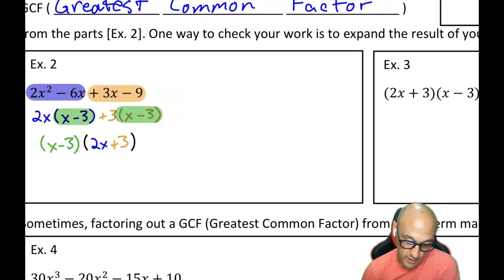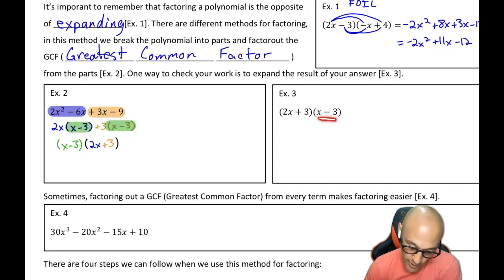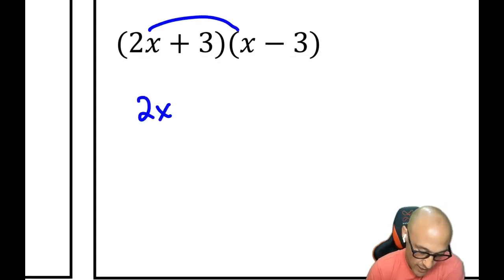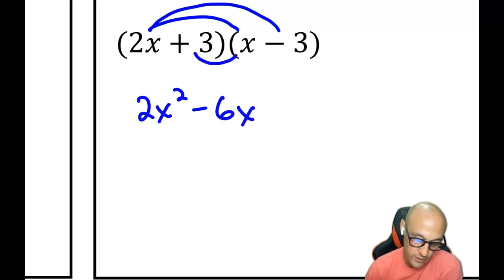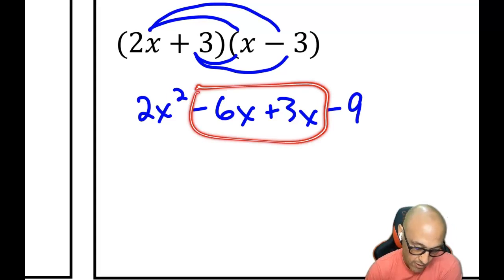One way to check your work is to expand the result of your answer, and we're going to look at example 3. Now notice that in example 3 we have the quantity x minus 3 second, but in our example 2 it came first. Doesn't matter either way, it comes out the same. So if we're going to FOIL here, 2x times x is 2x squared. Firsts, outers, 2x times negative 3 is negative 6x. Inners, 3 times x is positive 3x. And last, positive 3 times negative 3 is negative 9. We can combine our x terms.